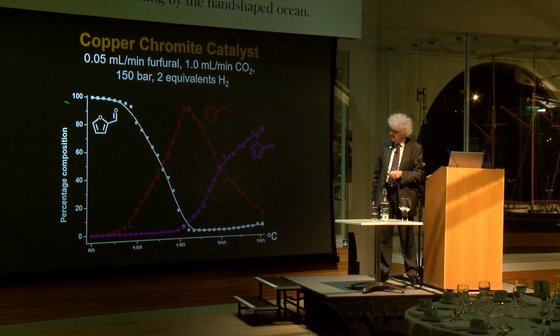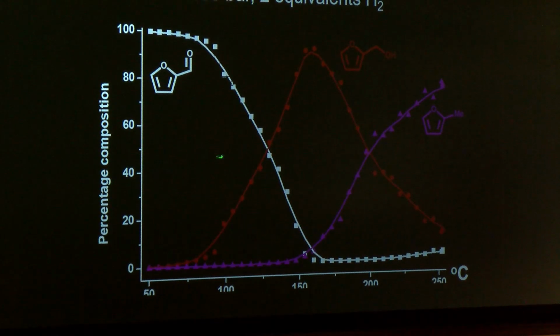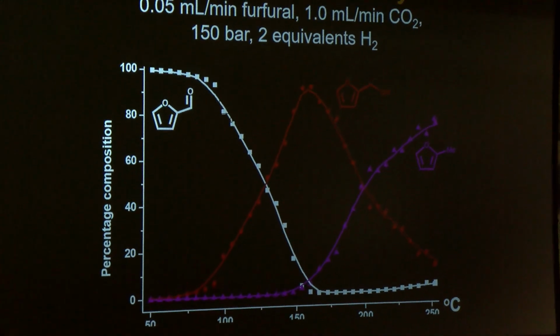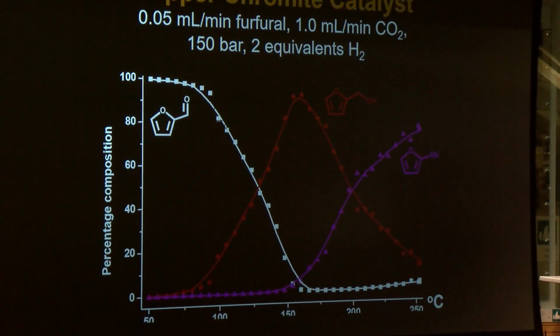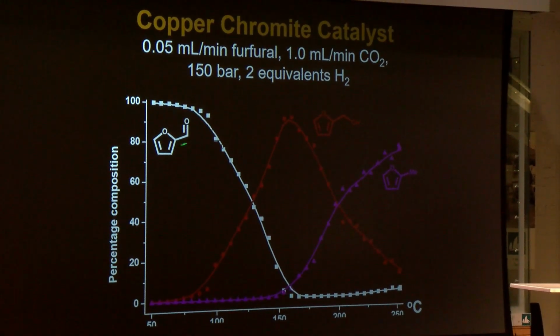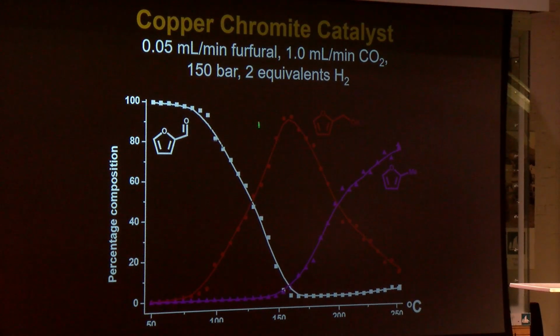You get percentage compositions here as you change the temperature of the reactor. And this is with a material called furfural reacting with hydrogen. Furfural is a byproduct of processing cereals. And you can see at low temperature nothing happens, and with this copper chromite catalyst, as the temperature goes up, you first of all get this red product, furfural alcohol, being made.